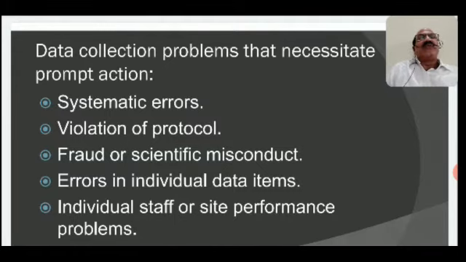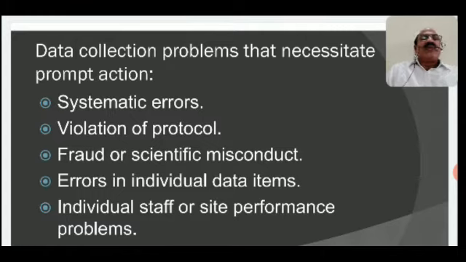Then fraud or scientific misconduct. There are many cases where scientific misconduct has led to a lot of legal issues and problems. Basically it is to prove something which is not there, so in that case it is a fraud. Then errors in individual data items. That means there is a casual attitude in data collection, so there is no consistency in the data.